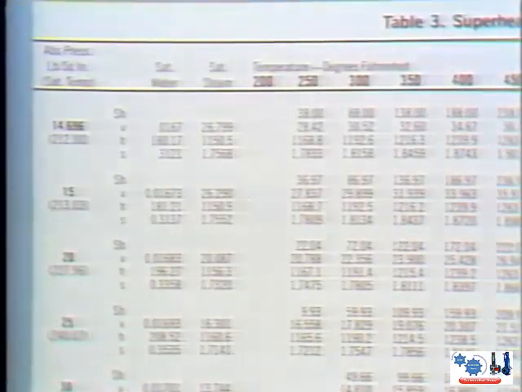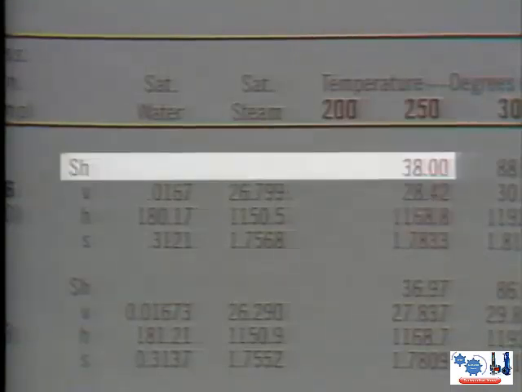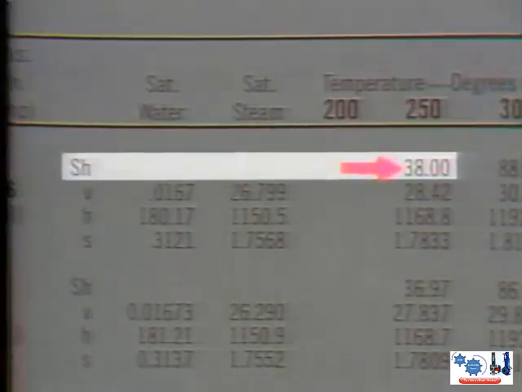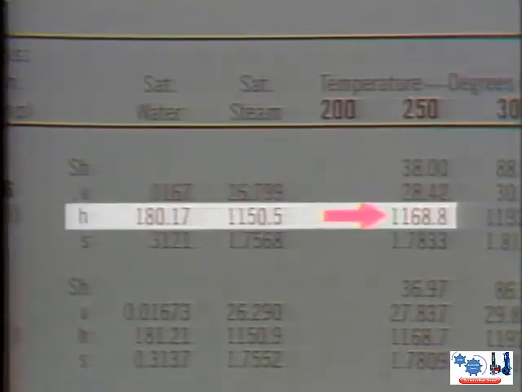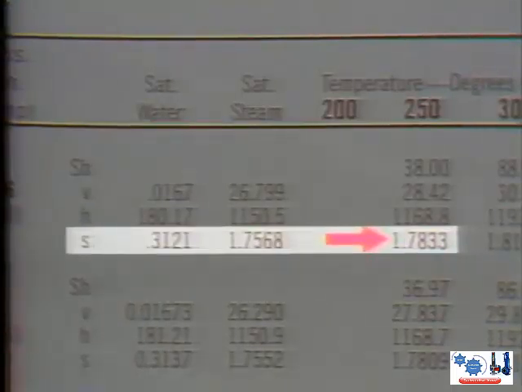tables. Notice that since the first temperature column is 200 degrees, a temperature below saturation for water at 14.696 psia, no values are given. But from 250 degrees Fahrenheit on up, we have values. At 250 degrees Fahrenheit, the amount of superheating that has occurred is 38 degrees. This means that the temperature of the steam is 38 degrees higher than the saturation temperature. The specific volume of the superheated steam at 250 degrees is 28.42 cubic feet per pound. Enthalpy is 1168.8 BTUs per pound, and entropy is 1.7833 BTUs per degree Fahrenheit per pound.